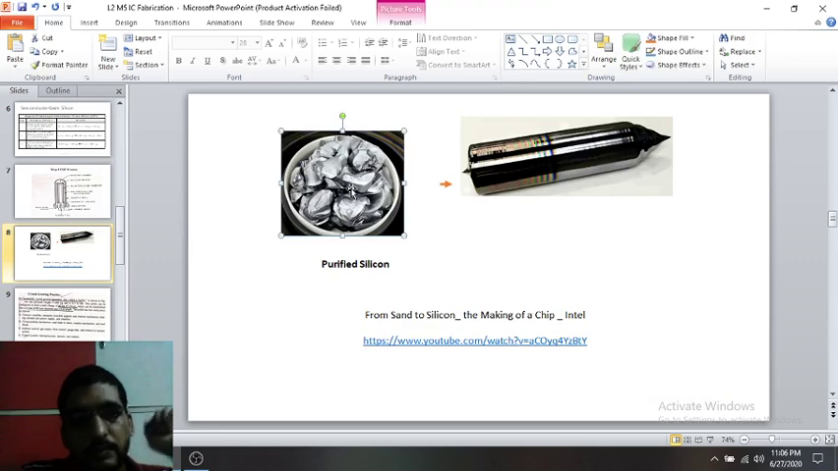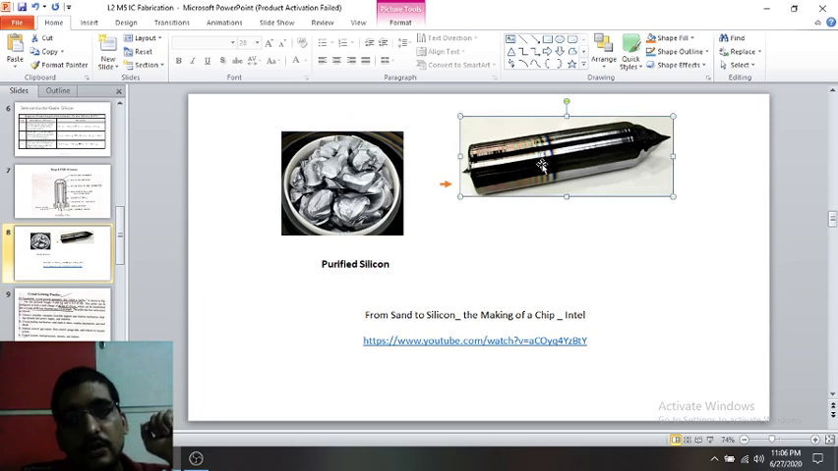This is in the form as shown here, and this purified silicon is then further processed in a furnace to form this silicon ingot. Now there is one more video, if you like you can watch it on YouTube also, that will give you some more detailed information on how this ingot is formed.